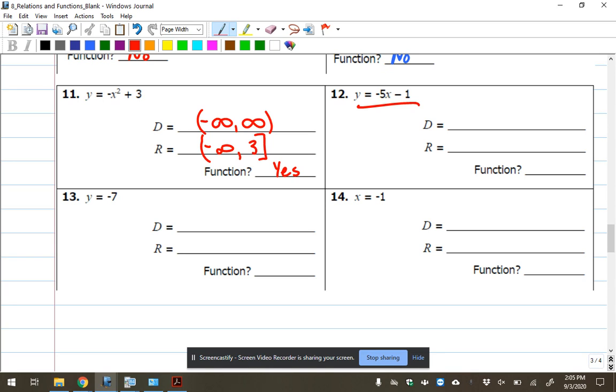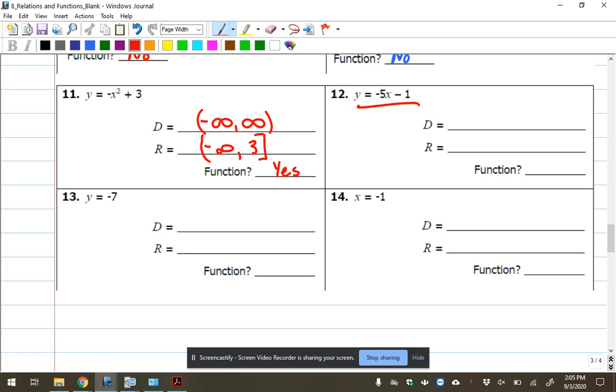Slope intercept formula. Okay? Y equals mx plus b. So we know from Algebra 1 and 8th grade math that there is a y-intercept of -1 and a slope of -5. So it's going to go down and to the right, but it's going to be a straight line. Just from remembering what we did with those equations back then.